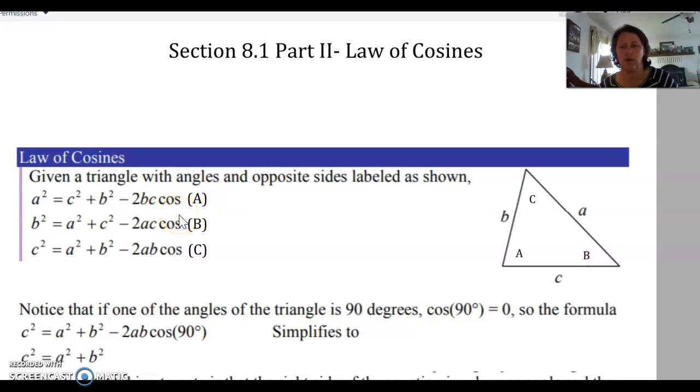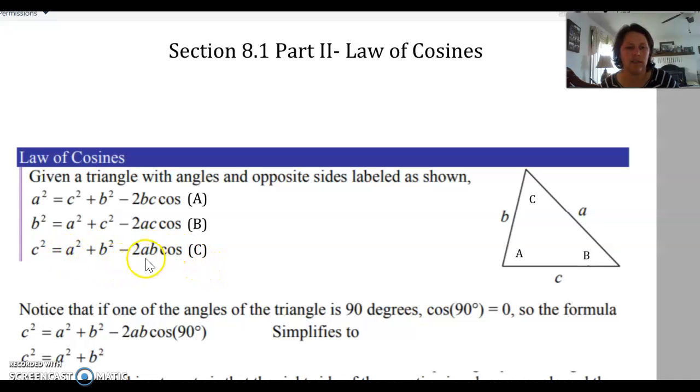So if we've got this a squared on the left-hand side of the equal sign, then it's going to be the cosine of angle A that we take. Then if we go down to the next one, notice it's b squared on the left-hand side of the equal sign. Well, then it's cosine of b on the right-hand side. So notice that those are always paired together. We've always got a squared here, angle A here. b squared here, angle B here. c squared here, angle C here.